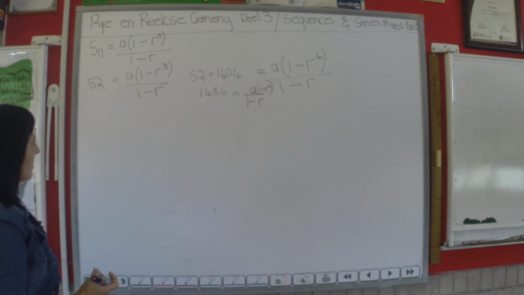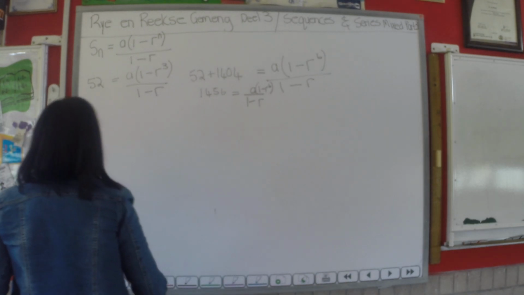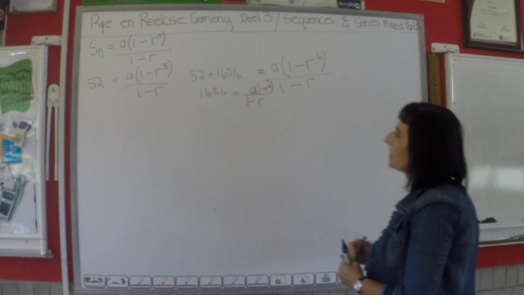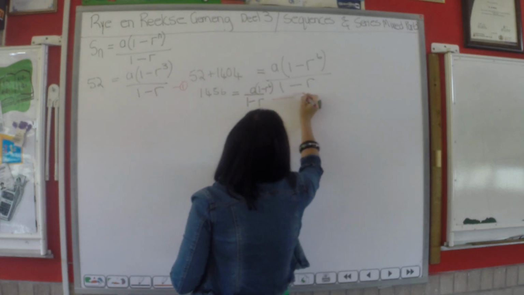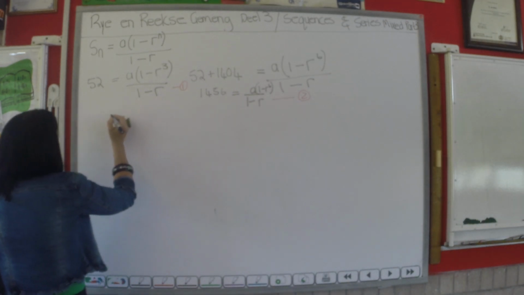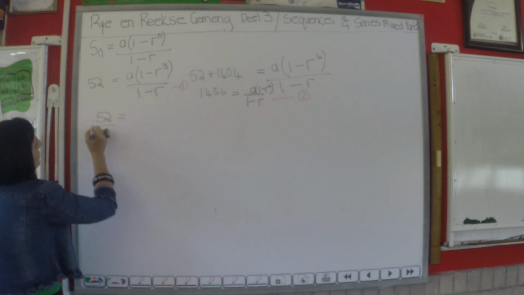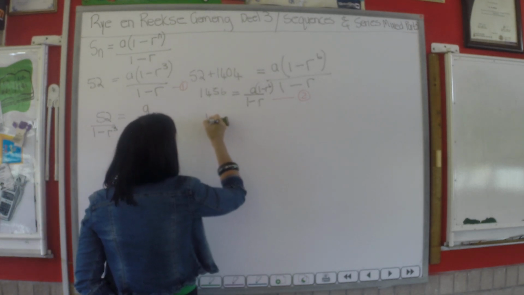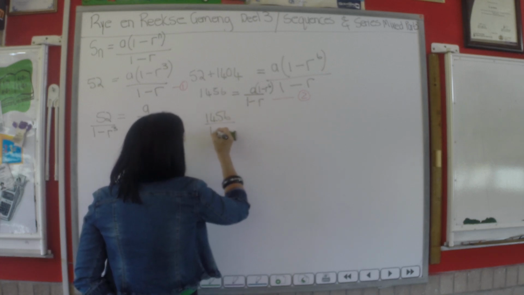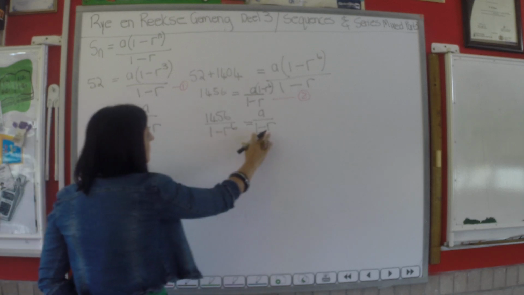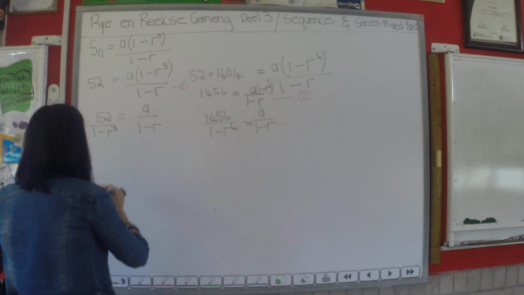Okay, good. So now we can also do solving simultaneously. We've got 2 equations over there. This is our equation number 1, and that's our equation number 2. So let's arrange these 2 equations so that it's equal. Let's take the 52 part. We divide it by 1 minus R cubed, and that equals A on 1 minus R. We do the same over there. It's 1456 divided by 1 minus R to the power of 6, and that equals A on 1 minus R. So these 2 are exactly the same. So it means those 2 must be equal, so you can equate them.